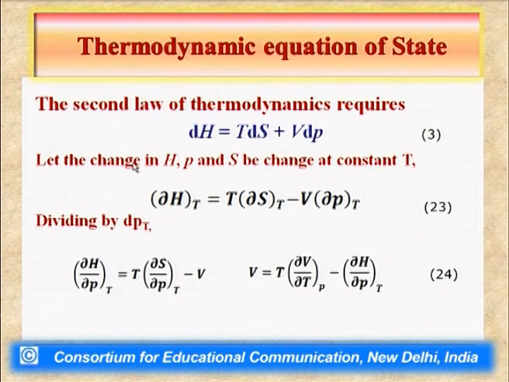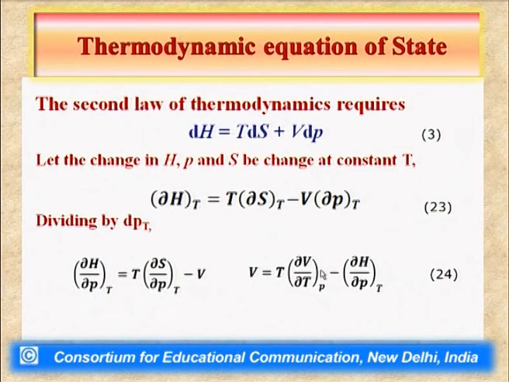Another equation of state also results when we consider the second law of thermodynamics in its second fundamental equation, dH equal to TdS plus VdP. Now we can divide, because H is there, for change in H, P and S at constant temperature, then we divide with constant pressure and rearrange the equation. What we get is the volume of the system related to the temperature, the expansion coefficient and the Joule-Thomson coefficient, which is an experimental property.